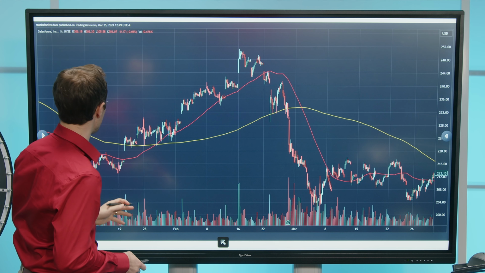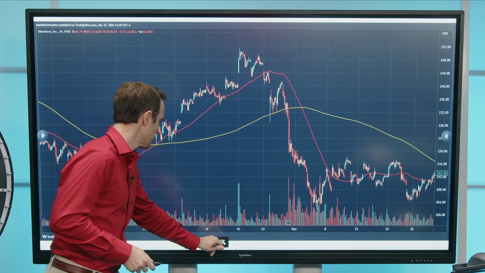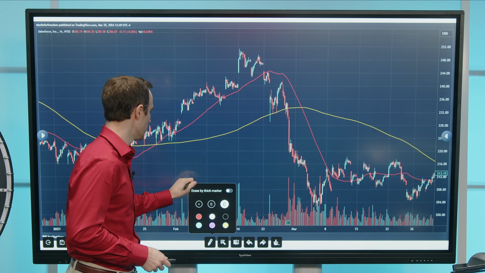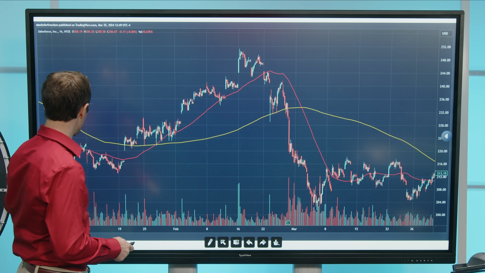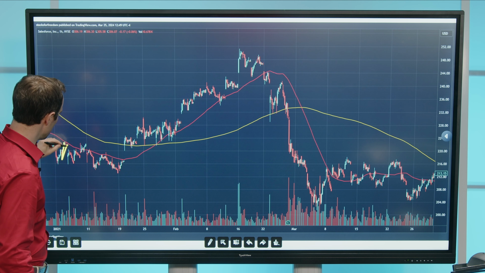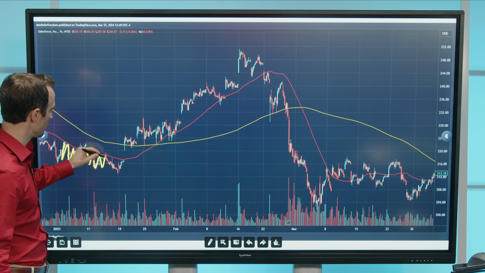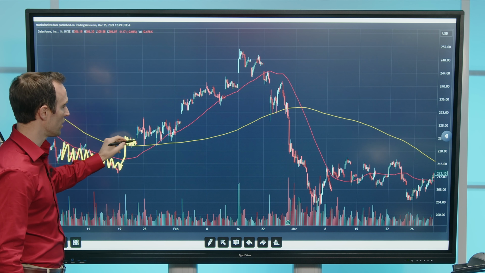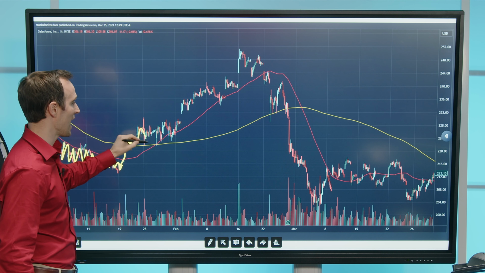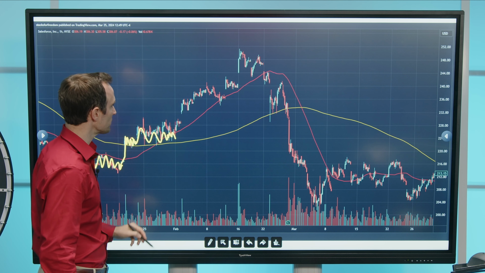So we're going to talk about Salesforce here. And again, just going through, just showing you these examples. So again, we have the 50 moving average here. Price is kind of chopping underneath the 50 moving average. Once it breaks higher, then it gains the 200 moving average and kind of uses that as support, okay?